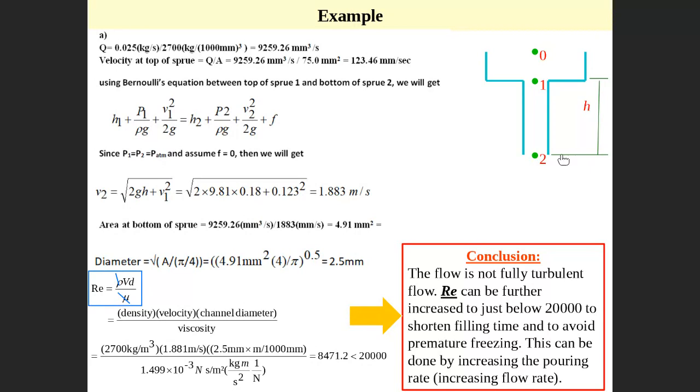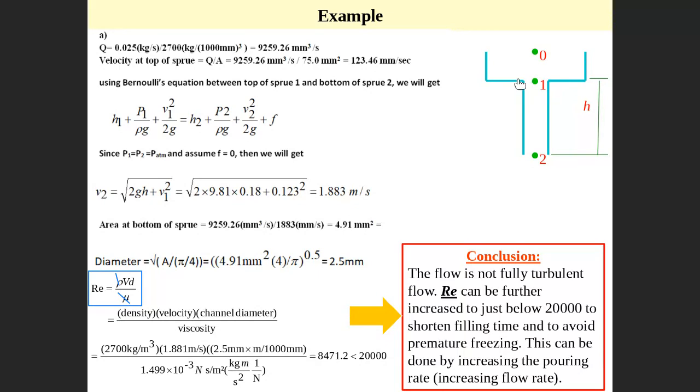Actually, the area is given and H is given. We don't have the head at 2, but we have H between 1 and 2. The flow rate is given in mass flow rate. We have the density and the mass flow rate, so we can get Q. Then, because we have area A1, we can use Q and A1 to get V1.